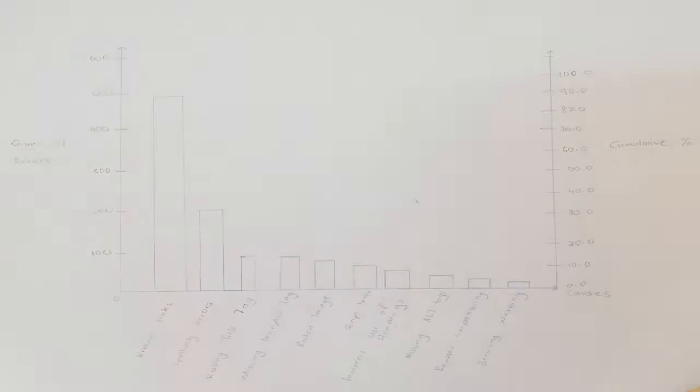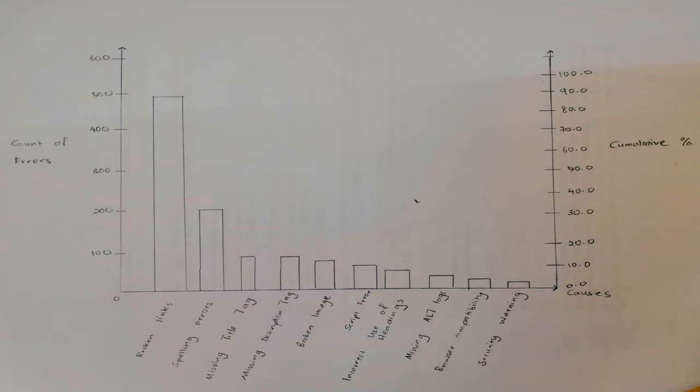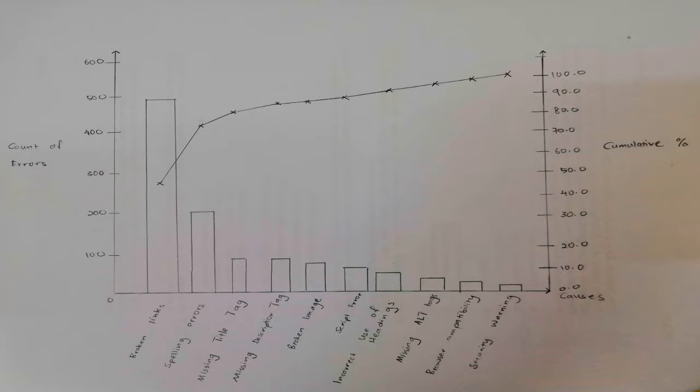Then create a second y-axis with percentages descending in increments of 10 from 100% to 0%. Then plot the cumulative count percentage of each cost on the x-axis. After that, join the points to form a curve. Step 8. Draw a line at 80% on the y-axis running parallel to the x-axis. Then drop the line at the point of intersection with the curve to the x-axis.